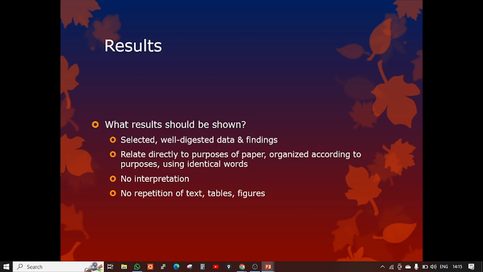So no interpretations here. You just highlight the results only, because this is the results section. But sometimes we combine the results and discussion sections into one section. In that case you have to interpret. But whenever the results are in a separate section, you just show the results in graph or tabular form, with no interpretations. So no repetition of text, tables and figures. The same things cannot be repeated twice or thrice. You can put the results only a single time, whether in graphs, tables, figures or in the text.